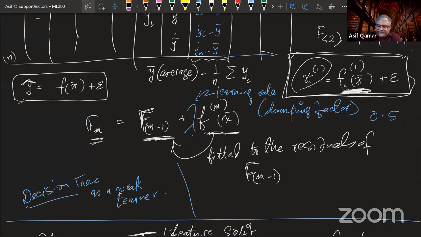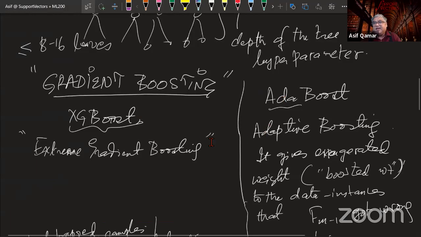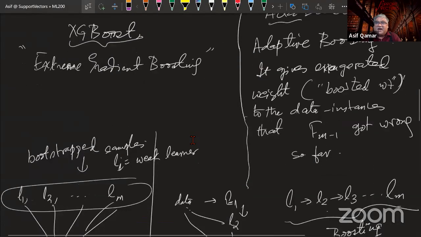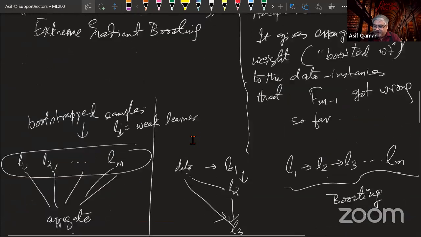Now, with this basic idea, when we apply it in practice, as you will see today, it becomes quite simple. This is gradient boosting, and its accelerated, massively parallelized, and optimized version is XGBoost. These things work very, very well.